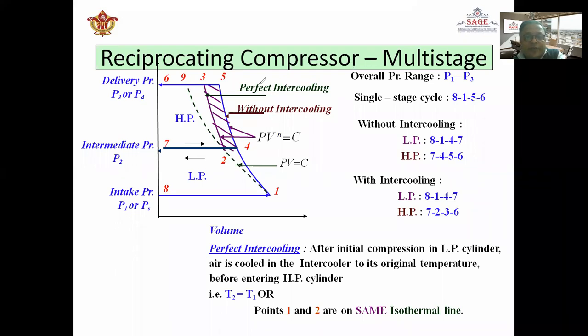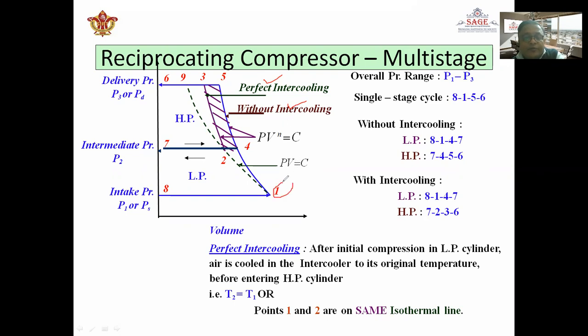For perfect intercooling, when the temperature after the intercooler is reduced to the original temperature, that is called perfect intercooling. Without intercooling, the temperature of the air after the compression is more than the inlet temperature. It is depicted in the figure.